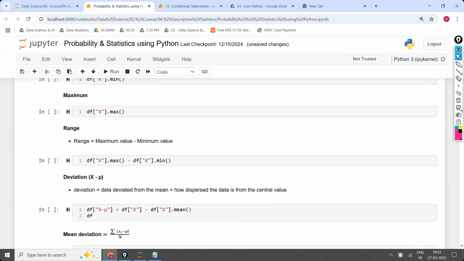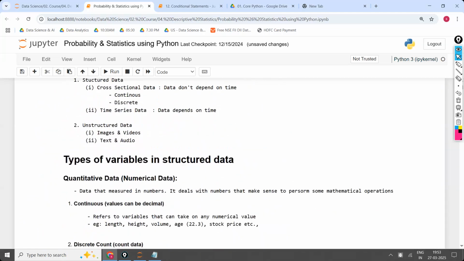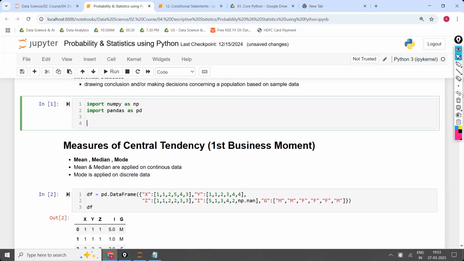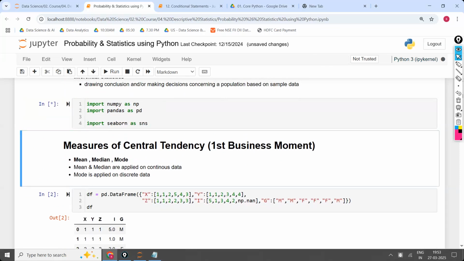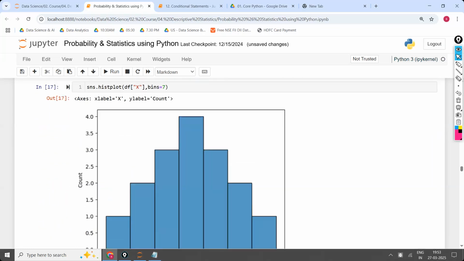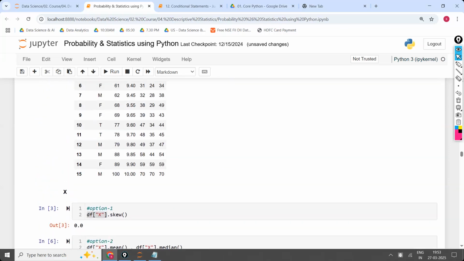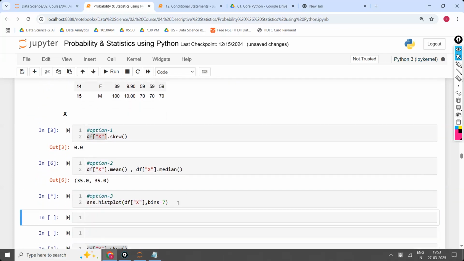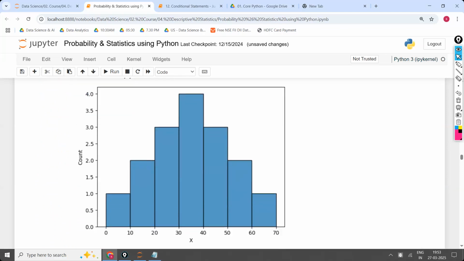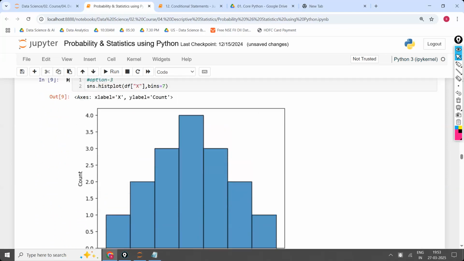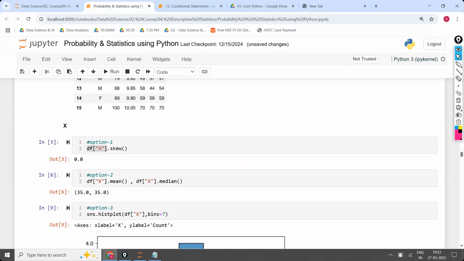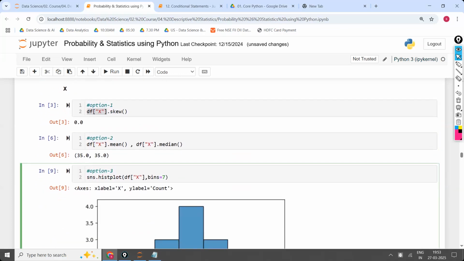I am going to execute it on the top only. I am going to import Seaborn as sns. Now, first one, X column. So now when I'm applying the histogram, can you see? This is normally distributed data. For the X column only, option 1, option 2, option 3, 3 options I have completed.